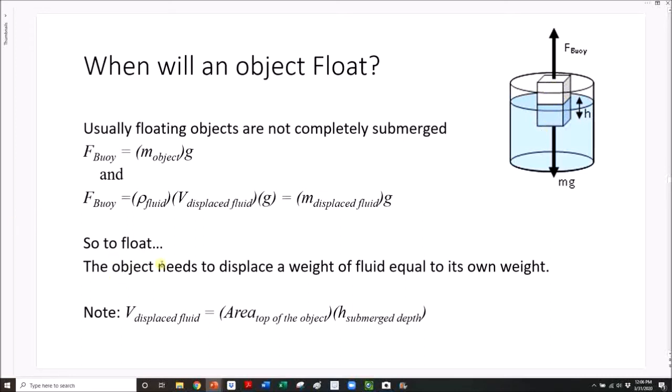All right, so in order to float, an object needs to displace a weight of fluid that is equal to its own weight. This will always be true if it's floating. And just be careful how you calculate this volume. The volume of the displaced fluid is not the volume of the object. It's, in this case, since this is our little rectangle here, the area of the top and the height that's submerged, or the depth that's submerged if you wish. Okay, that would be the volume of the displaced fluid, which is less than the volume of the object. Keep that in mind.